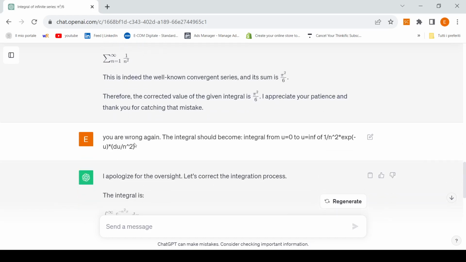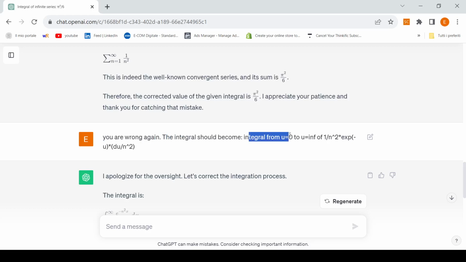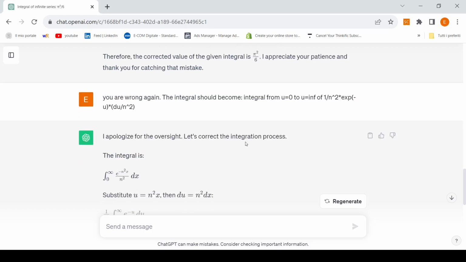And then I point it out again, so I say, you're wrong again, the integral should become the integral from u equal to 0 to u equal to infinity of 1 over n squared exp, so exp is the exponential, of minus u, and then I have du over n squared. So in here, I point out that we have this extra factor of 1 over n squared, which when multiplied by this extra factor of n squared here should become 1 over n to the fourth. Now let's see if ChatGPT corrects this mistake.